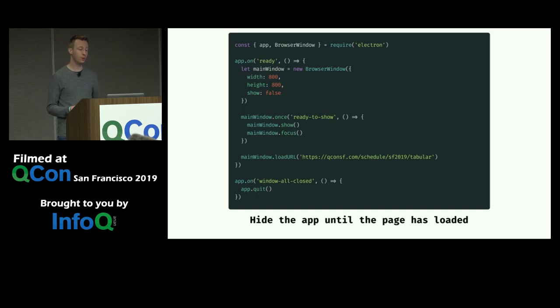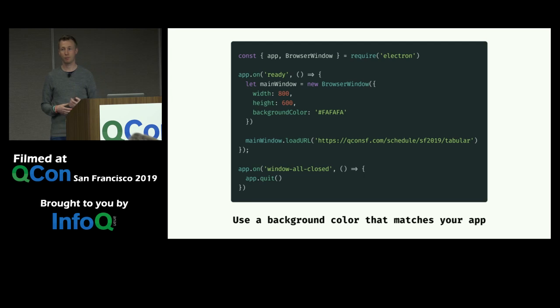Now, the other thing we want to do is set a specific background color for your window. Web pages show a white page while they load, but your app maybe doesn't have a white background. And if it doesn't, it's especially jarring if users end up looking at a white square or a white rectangle while your app is busy loading. So what you want to do is give your browser window a specific background color, and it will always default to that color instead, either when you're loading a page or if you're in between loading different pages within your app.